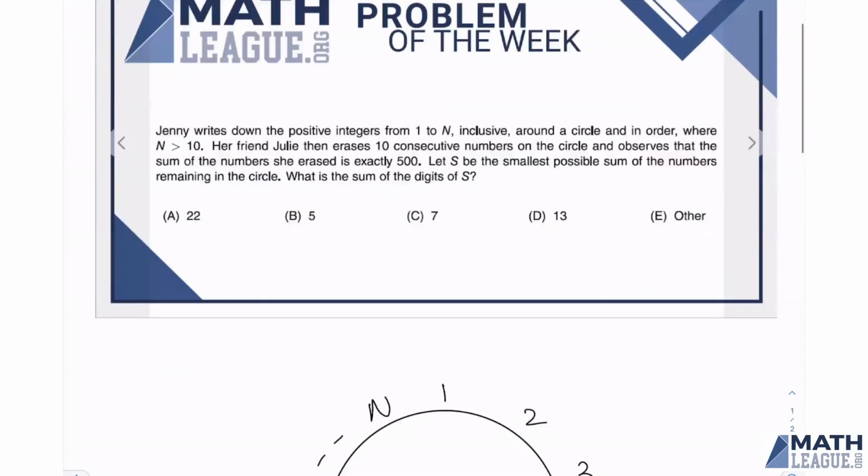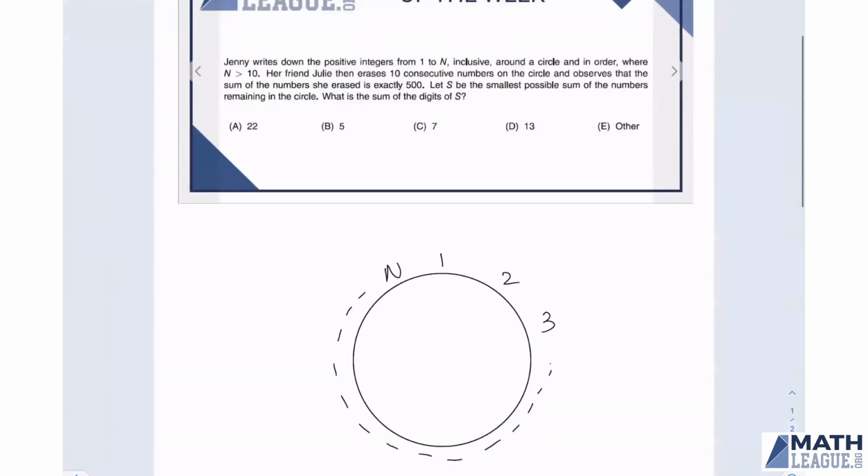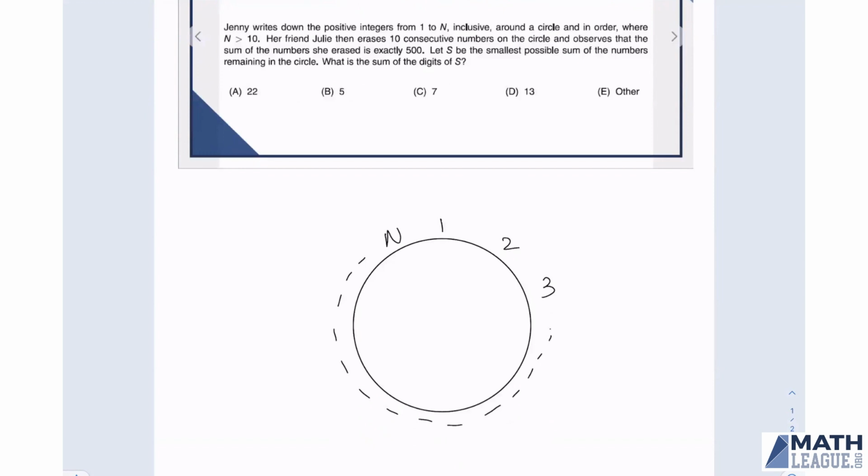So to begin, I've drawn out a diagram that represents the numbers around the circle. And so we can split the problem into two cases depending on whether the 10 consecutive numbers includes both 1 and n or not. So the first case is that they don't include 1 and n, and so the consecutive numbers would look something like this.